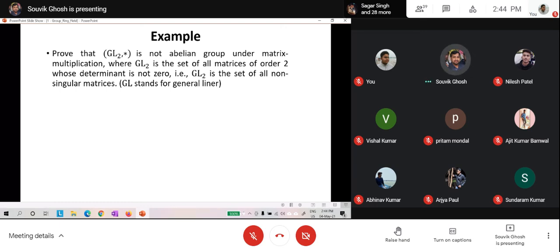Is it an abelian group? Is GL2 star, where GL2 means the set of all matrices whose determinant is not zero, an abelian group?